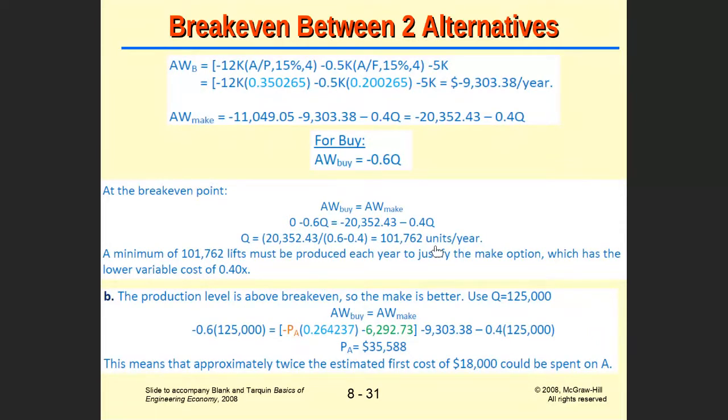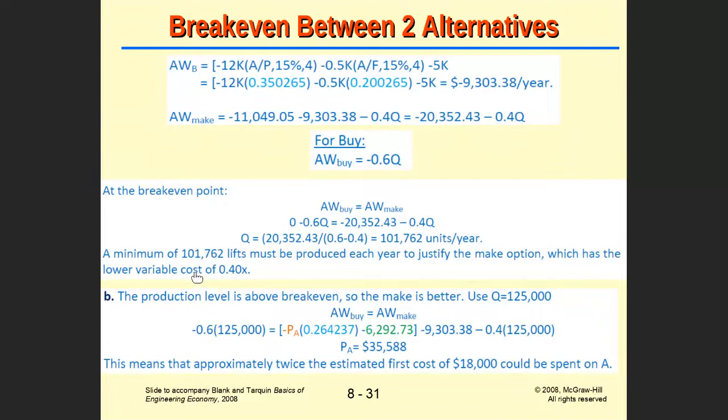What does that mean? This number means a minimum of 101,762 lifts must be produced each year to justify the making option, which has the lower variable cost of 40 cents per unit, meaning that you have to produce this number, so the making option and purchasing option, they will be at the same cost. Otherwise, if the number of production is increased than this number, then we will go with the lower variable cost.